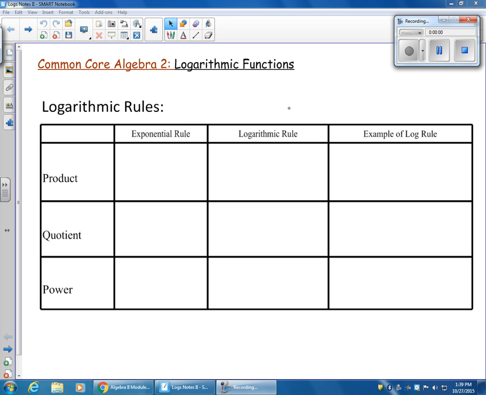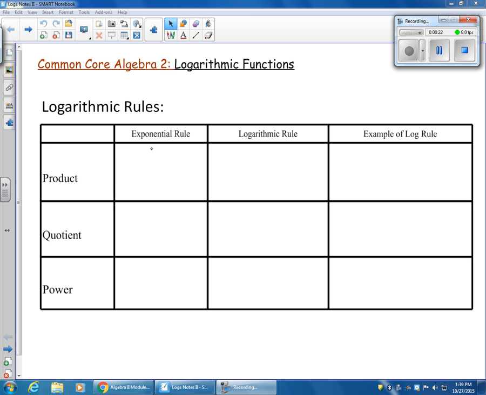So we have 3 rules for logarithmic rules. We're going to tie 2 of them into the exponential rule and show you how they're somewhat related to help you remember them. Look at some examples and do some of the problems. So if you guys just want to listen for a minute and then I'll give you time to write.